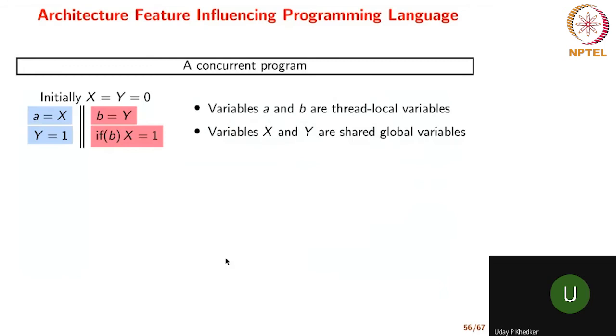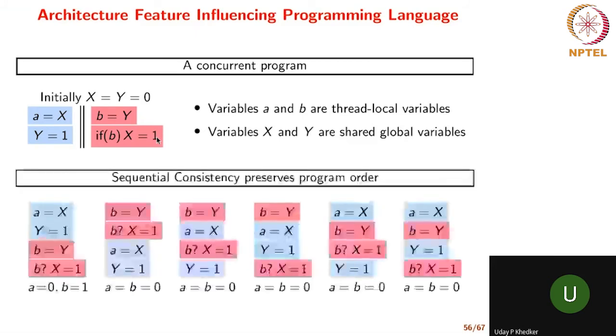So let's look at this simple concurrent program. There are two threads. Variables A and B are thread local. Variables X and Y are shared global variables. Initial values are X equal to 0, Y equal to 0. The first thread says A is equal to X, Y is equal to 1. The second thread says B is equal to Y, and if B is true, then X is equal to 1. With these two threads, they can share values of X and Y. A and B are local. So what are the values in A and B at the end of it?